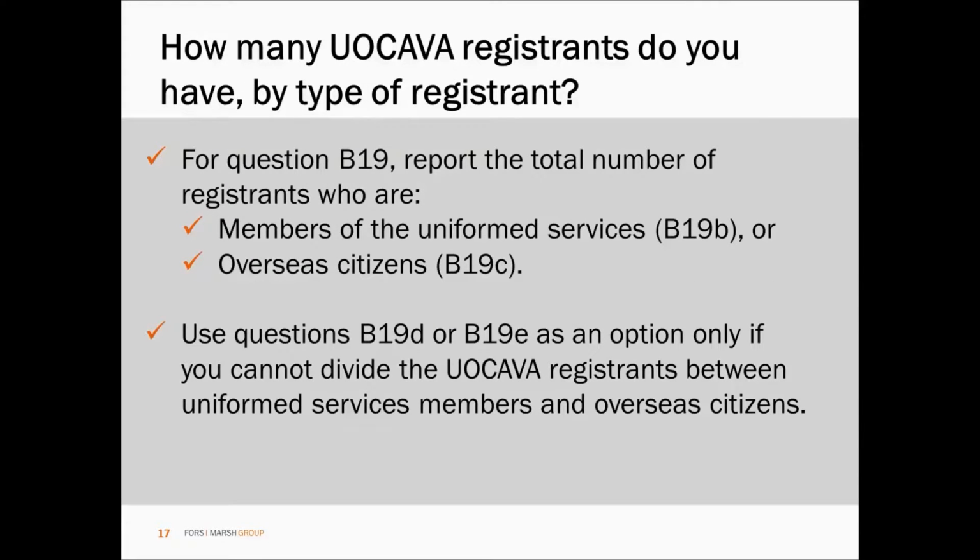For B19, you're also going to be breaking up the total number of registrants by uniform service members and overseas citizens. Try not to use B19D or B19E unless you just cannot divide up UOCAVA registrants between uniform service members and overseas citizens. So try to use the B and C categories whenever possible for B19.